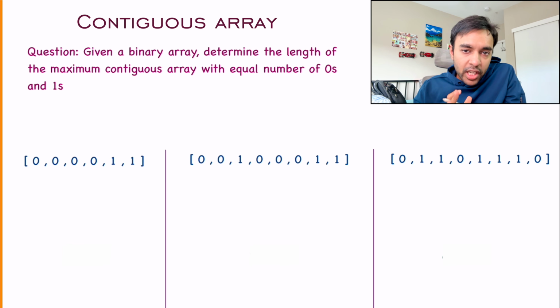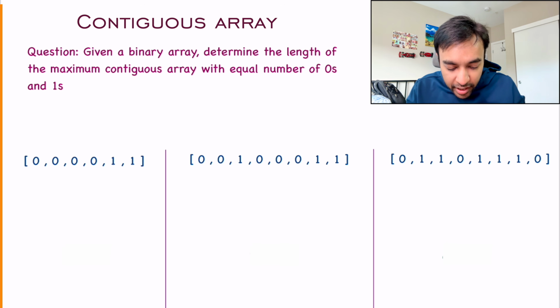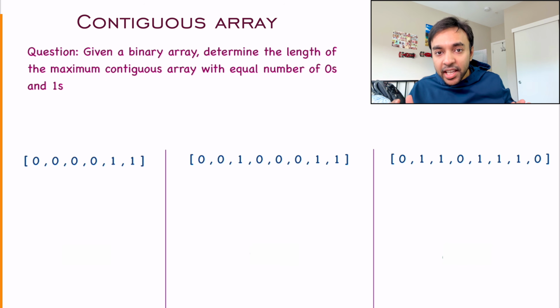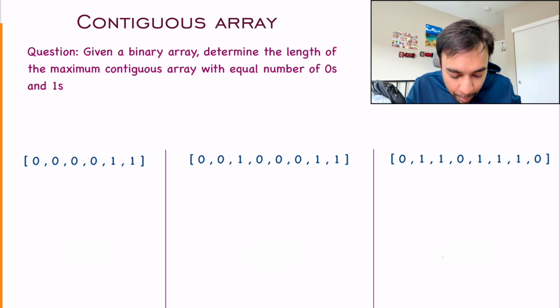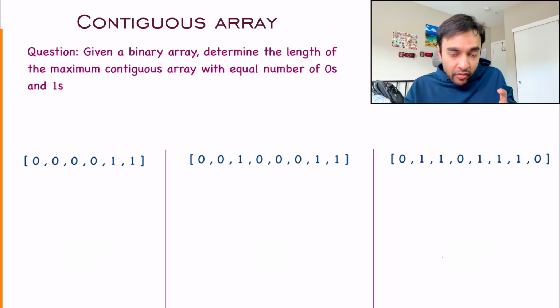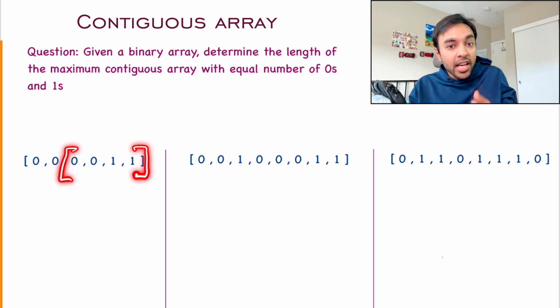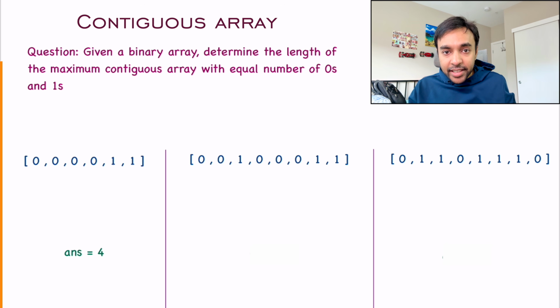First of all, let's quickly make sure that we are understanding the problem statement correctly. In this problem, you are given a binary array. It simply means that your array comprises of only zeros and ones. And you have to tell me the length of the maximum contiguous array such that it has equal number of zeros and ones. For example, I have this first test case with me. Now, if you check out, this is the longest array that is possible, which has equal number of zeros and ones, and its length is 4. So 4 will be the answer for your first test case.